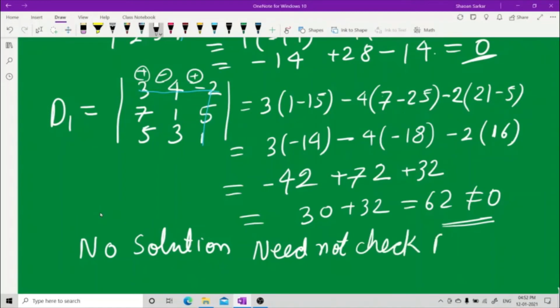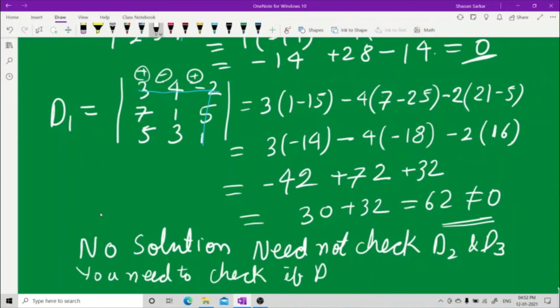You need to check D2 and D3 only if D1 was 0, else not.